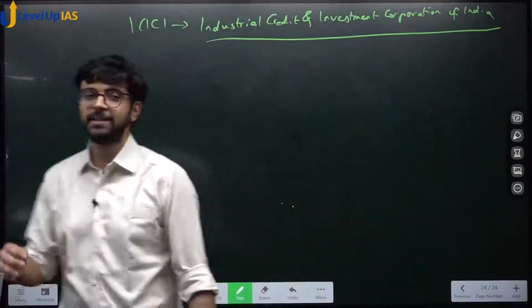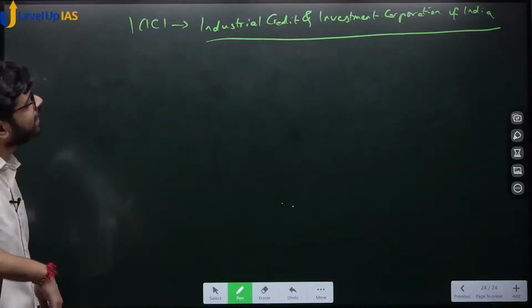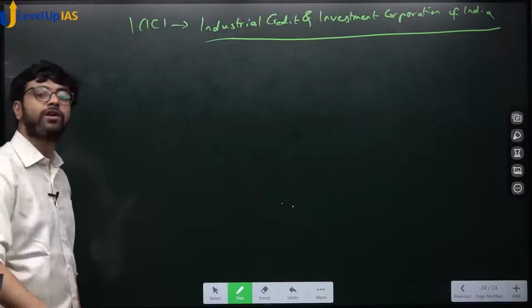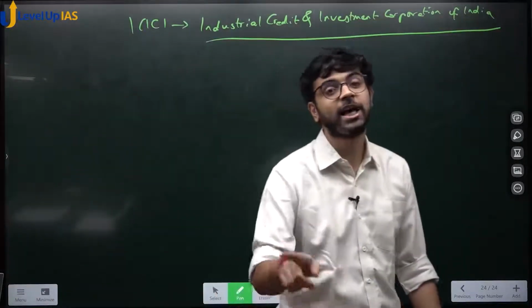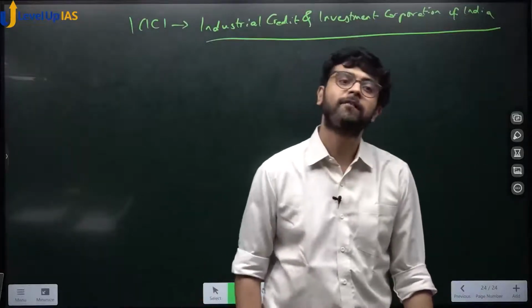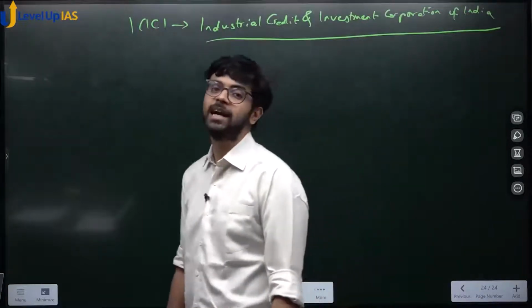What do you think? Is it a long-term bank or a short-term normal bank? Industrial Credit and Investment Corporation of India. So it was earlier under Government of India. Then it was privatized and made into a commercial bank. Earlier it was a development bank. Remember, a development bank gives refinance, gives long-term finance. Earlier it was in that category.